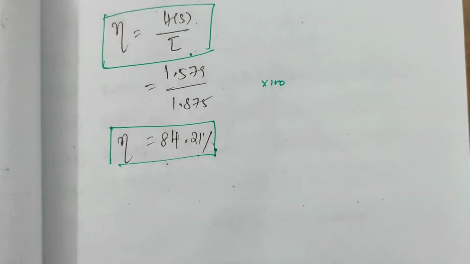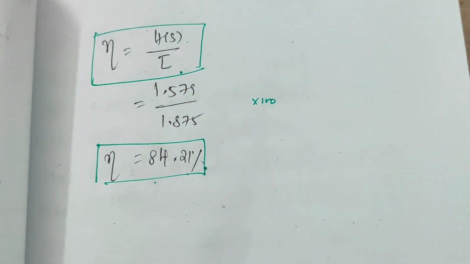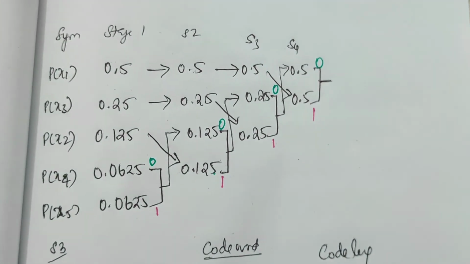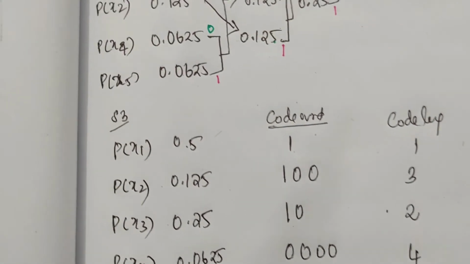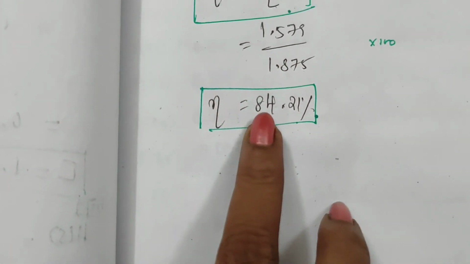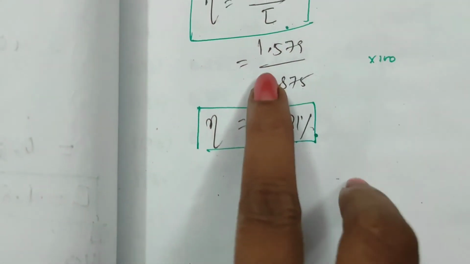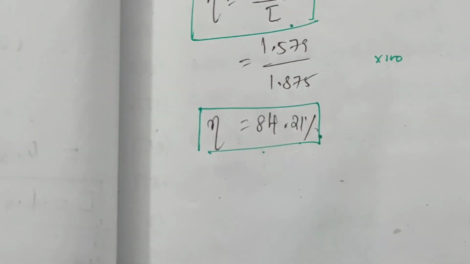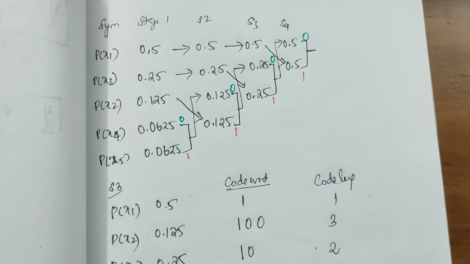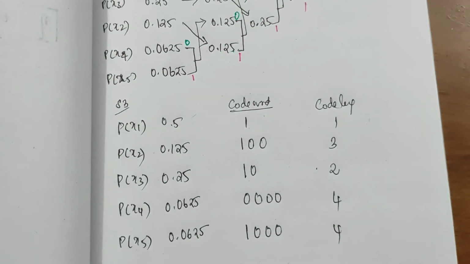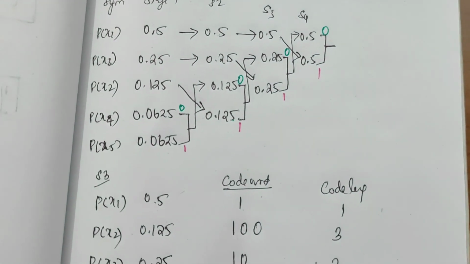This is the procedure for calculating with Shannon-Fano coding. I cross-verified this with Huffman coding also and I am getting the same answer, so the problem is right. I had a doubt whether this 84.21 is correct, so I verified it. I got the same H of S and the same 1.875. These are the steps I followed for Huffman coding as well. You can cross-verify with it, and refer to the previous videos if you have any doubts.